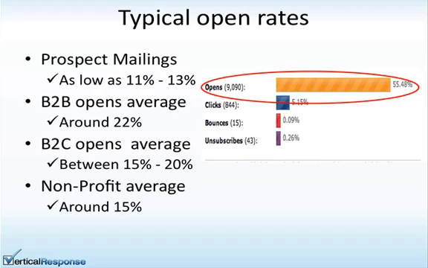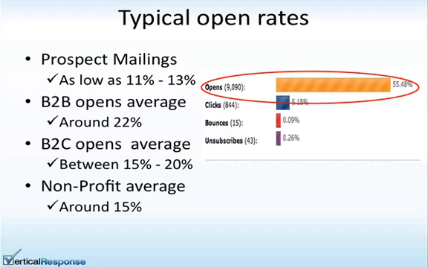B2B is a little bit higher. B2C is between 15 to 20%. That number has been slowly dropping over the last few years. That doesn't mean anything necessarily bad. The increase in people reading emails on their phones, and not all phones are smart, I think is part of why the number seems to be a little bit lower, because it isn't being tracked as an open. That doesn't mean less people are reading their email. So these are what the averages are.